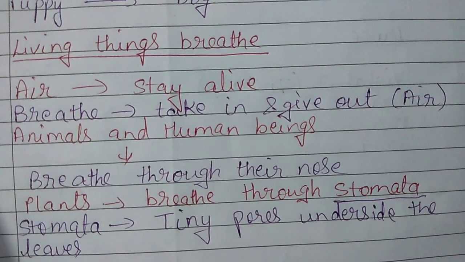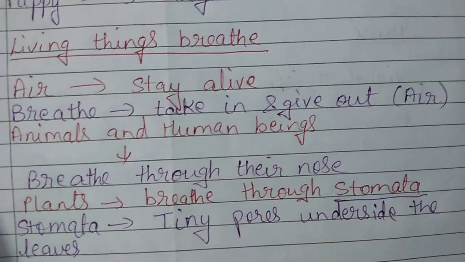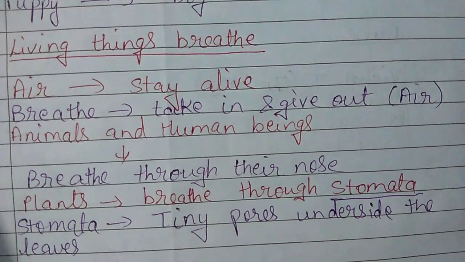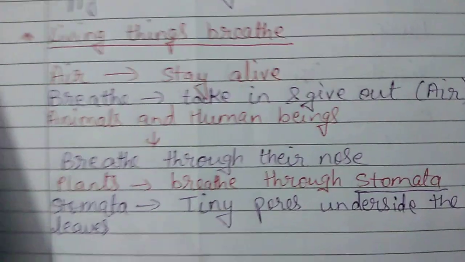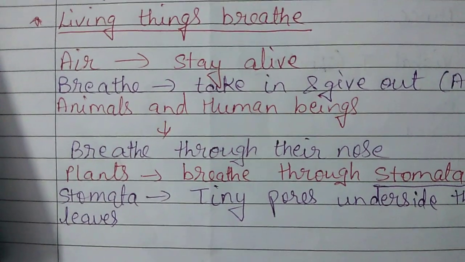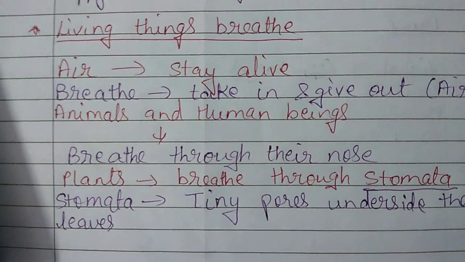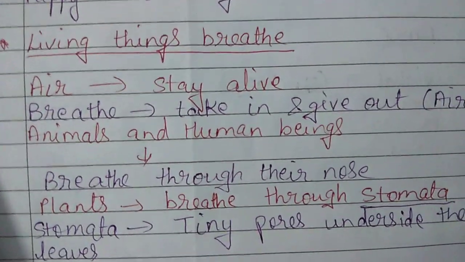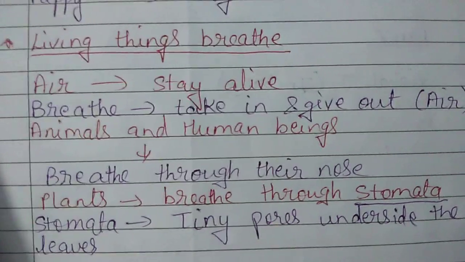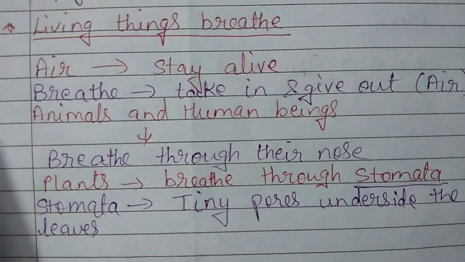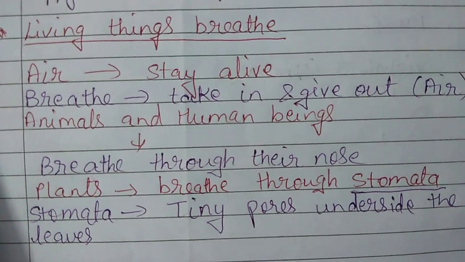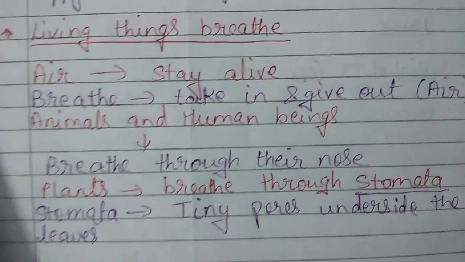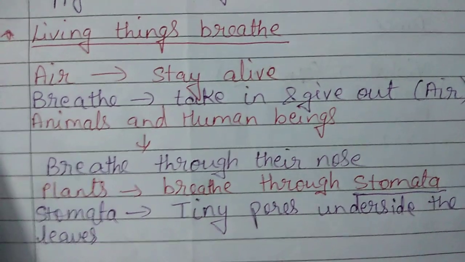Now what are stomata? Stomata are tiny pores present on the leaves. If you see in the figure given there on page 28, you can see the tiny pores on the leaves. Okay, so these tiny pores, which are called stomata, help the plants to breathe in air. So this way plants also breathe in air.